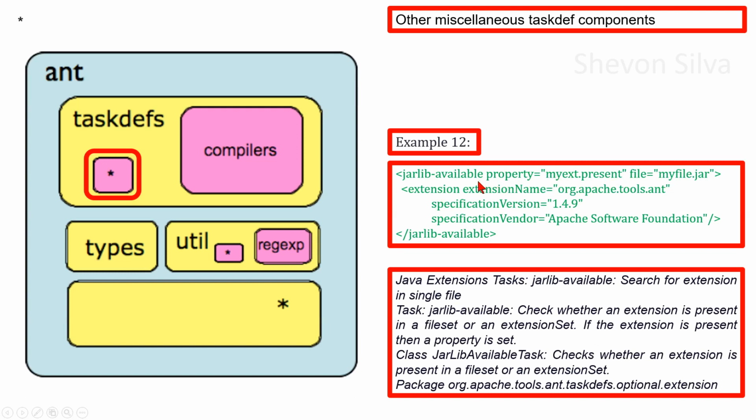With regard to API, the class JarLibAvailableTask checks whether an extension is present in a file set or an extension set. This is in the package org.apache.tools.ant.taskdefs.optional.extension.